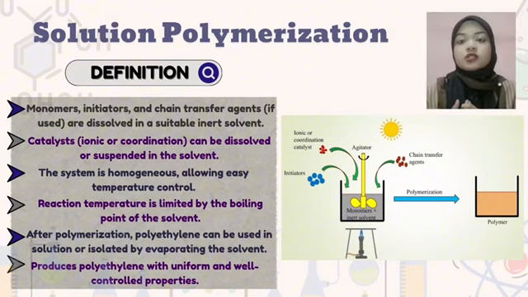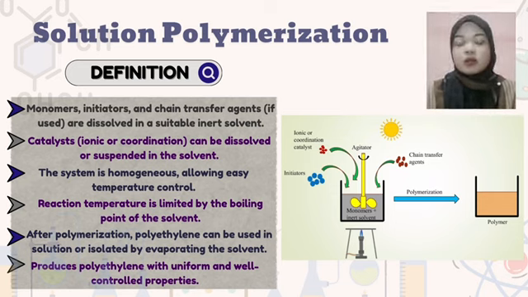The definition of solution polymerization: monomers, initiators, and chain transfer agent, if used, are dissolved in a suitable inert solvent. Catalyst, ionic or coordination, can be dissolved or suspended in the solvent. The system is homogeneous, allowing easy temperature control. Reaction temperature is limited by the boiling point of the solvent.